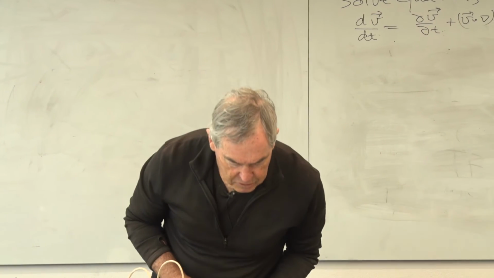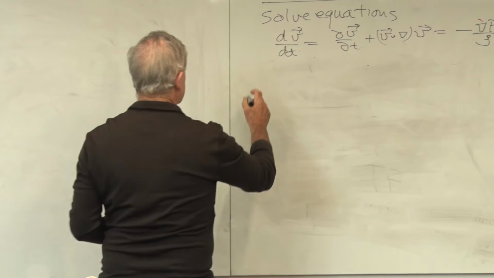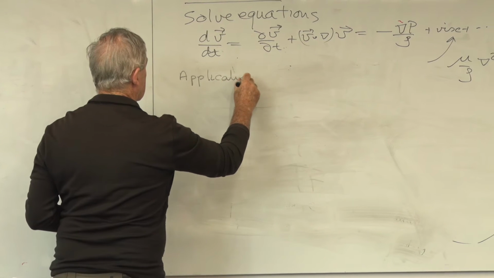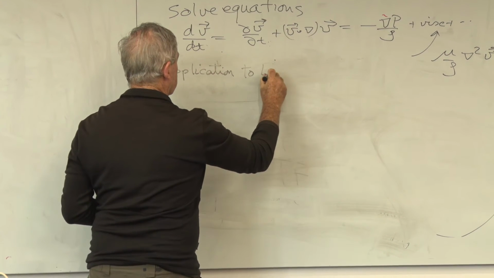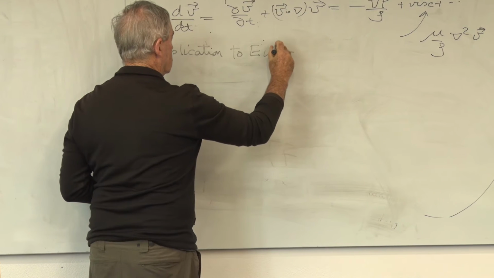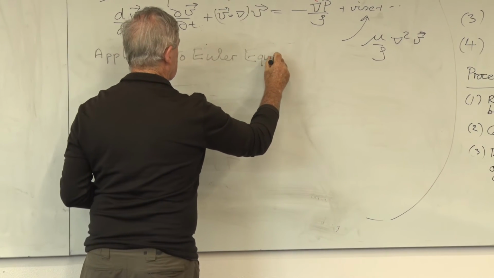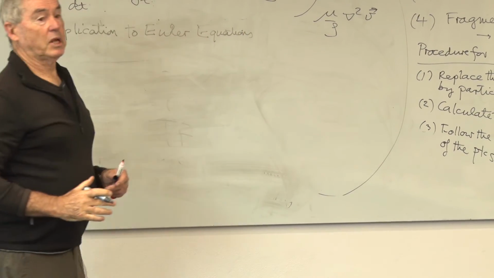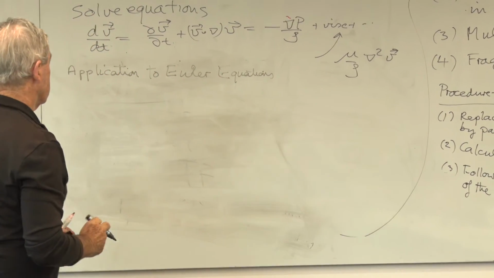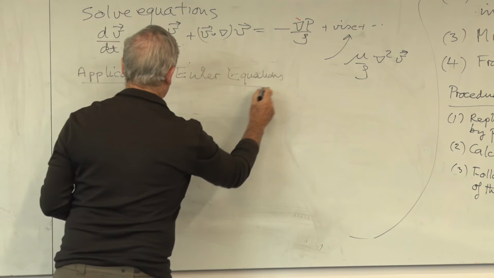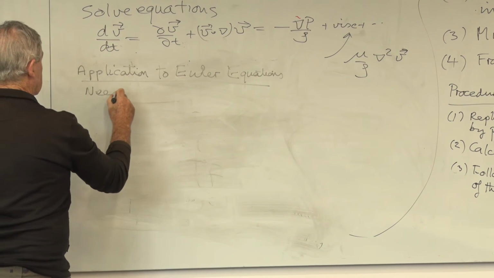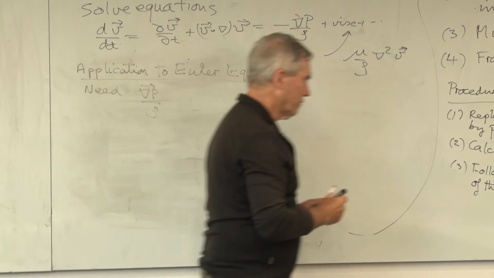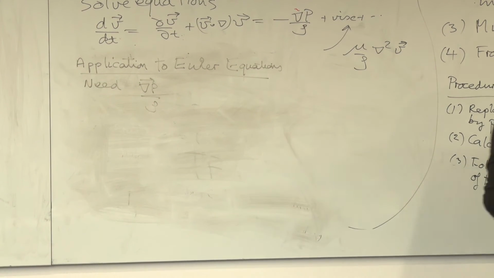And I gave this a heading, so I should actually have a look. Application to the Euler equations. So the Euler equations are just this and this, plus a continuity equation and maybe some heat equations. So we need grad P on rho.